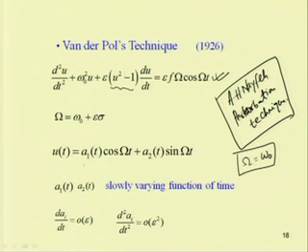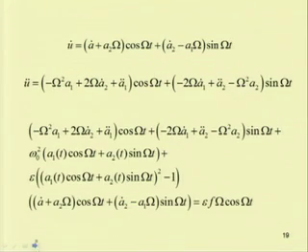Differentiation of a1 gives a1 dot cos omega t, then minus a1 omega sin omega t. Similarly, differentiating the term a2 sin omega t, this will be a2 dot sin omega t plus a2 omega cos omega t. So we have 4 terms for u dot. Combining the coefficients of cos and sin, u dot equals (a1 dot plus a2 omega) cos omega t plus (a2 dot minus a1 omega) sin omega t.